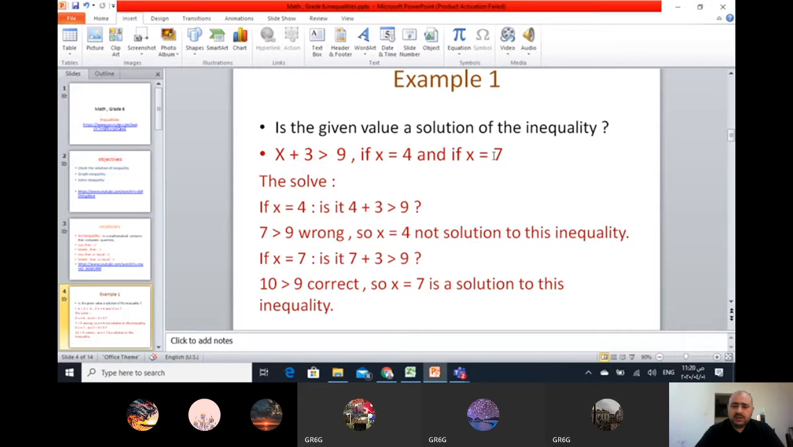Now take the next value, x equals 7. Go back to the same inequality and substitute x equals 7. That means 7 plus 3 greater than 9. I don't know yet, so put a question mark. Then check. 7 plus 3 will be 10. 10 is greater than 9. This is correct. So this value x equals 7 makes the inequality correct. So that means x equals 7 is a solution to this inequality.